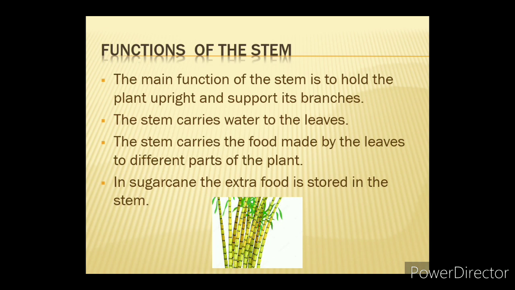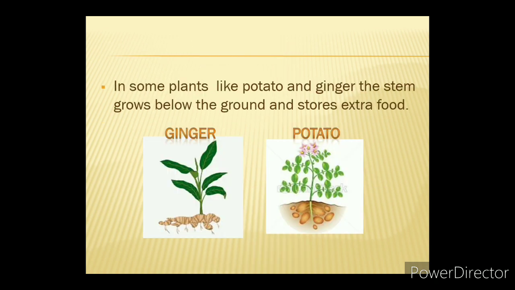Let us discuss the functions of the stem. The main function of the stem is to hold the plant upright and support its branches. The stem carries water to the leaves. The stem carries the food made by the leaves to different parts of the plant. In sugarcane, the extra food is stored in the stem. In some plants like potato and ginger, the stem grows below the ground and stores extra food. Here we will see the pictures.